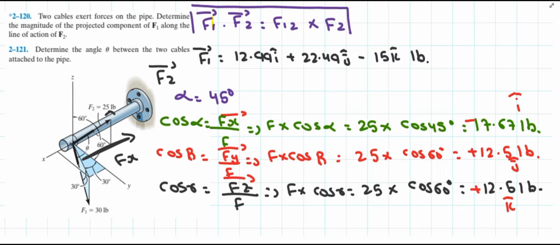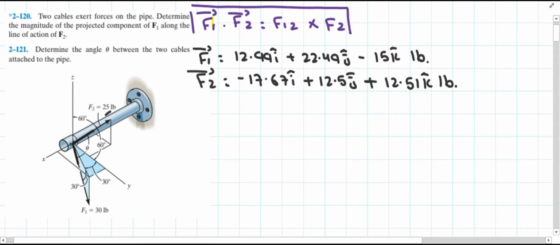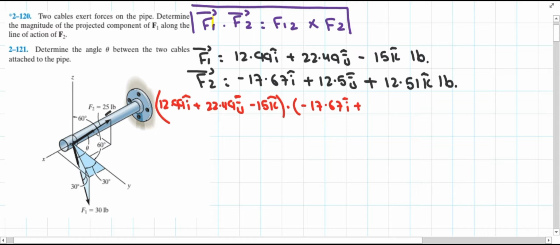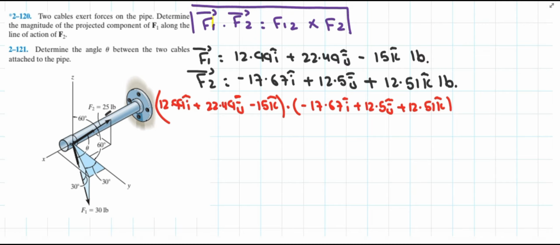So let me erase some extra things from here. Now we know the vectorial form of F1 and the vectorial form of F2. Just plug all the values into the above expression and find the value of F1 along F2. So F1 is 12.99 i cap with positive sign 22.49 j cap with negative 15 k cap. This is basically the value of F1. And F2 is negative 17.67 i cap with positive sign 12.5 j cap with positive sign 12.51 k cap, which is equal to the projection of F1 onto the direction of F2.